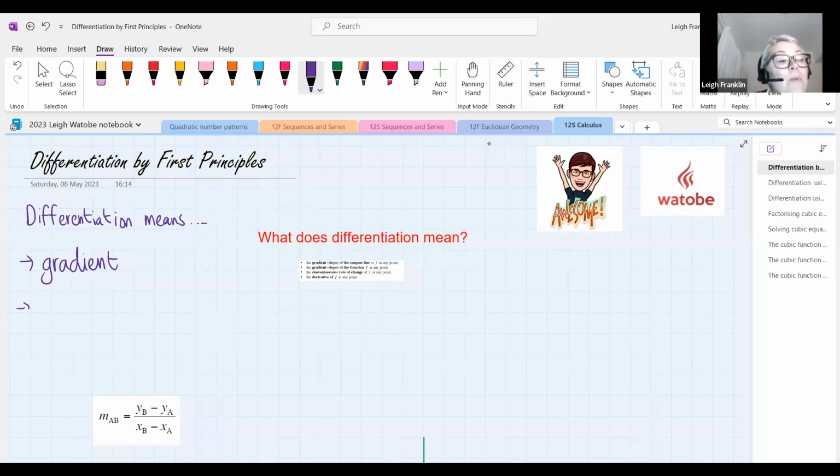Another word that you might see in your textbooks. Yolanda, can you just help Carla? She's unable to see the screen. Is you may see the word derivative.